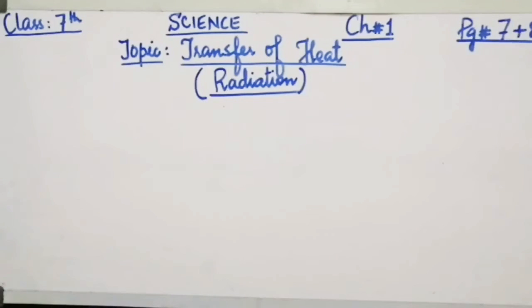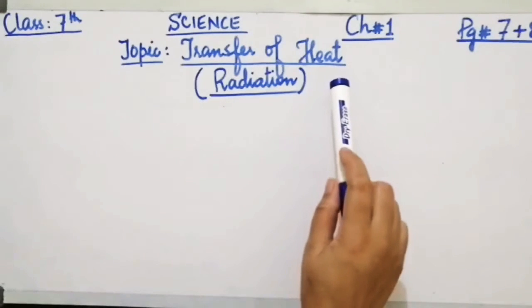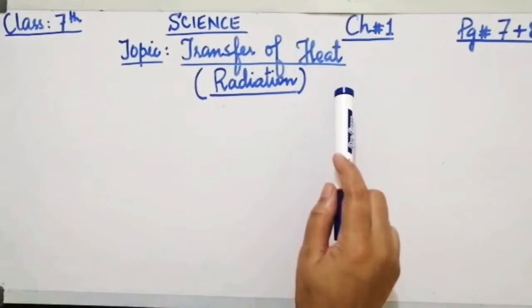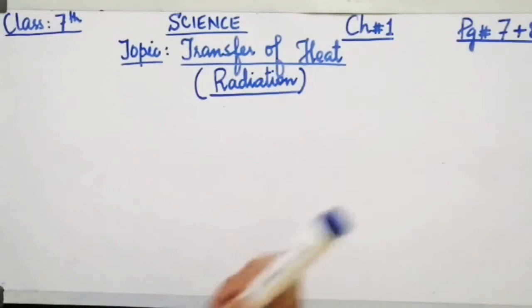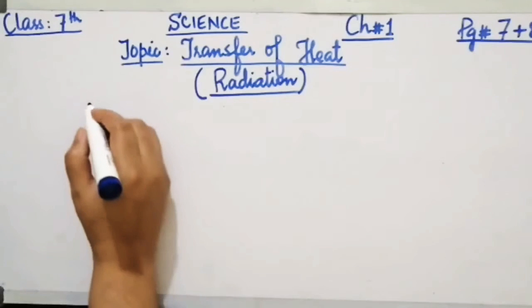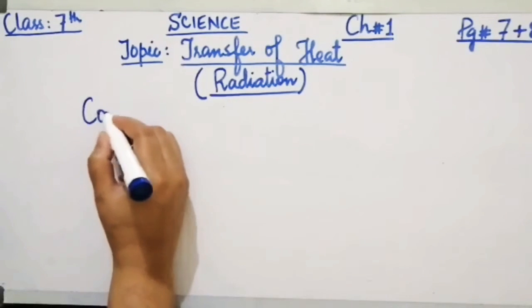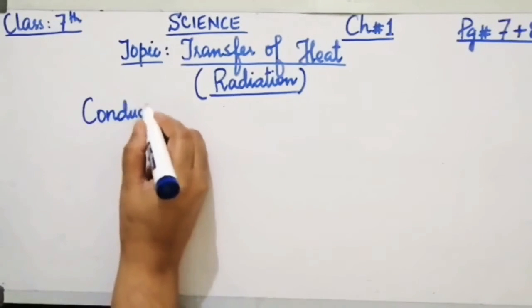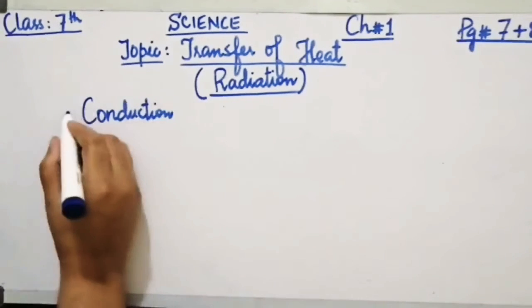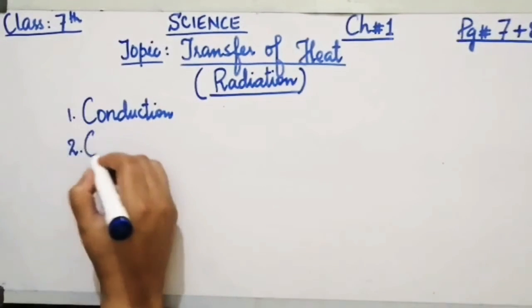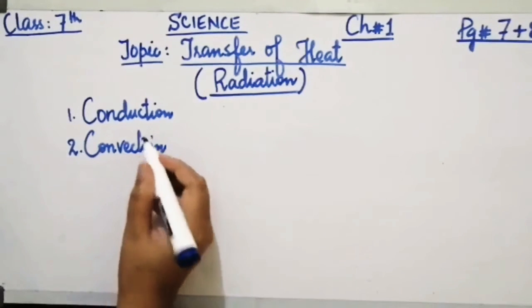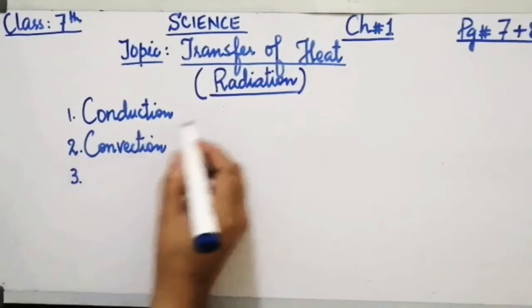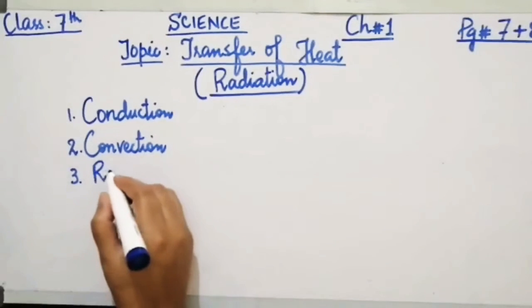Today the topic which we are going to discuss is transfer of heat. As you know, there are three ways of transferring heat from one place to another, in which the first method which you have read is conduction. The second method is called convection, and the third method, which we are going to discuss today, is radiation.